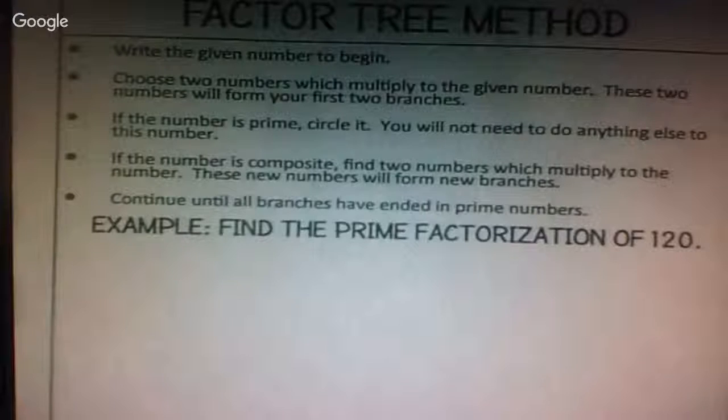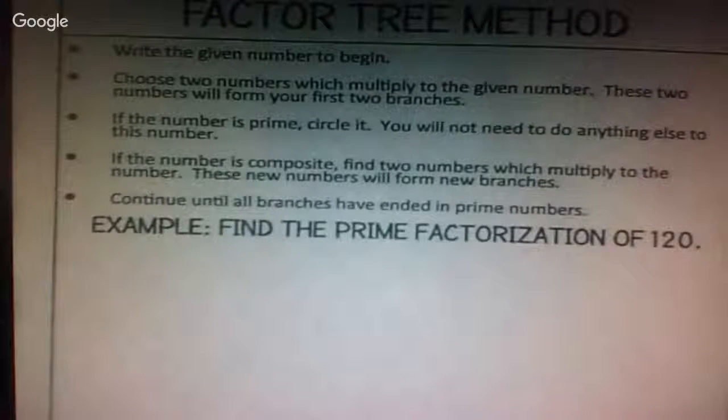So, in order to simplify radicals, which is what I need to teach you how to do, we need to first review prime factorization. Okay, prime factorization.